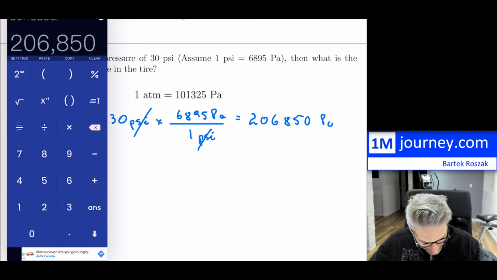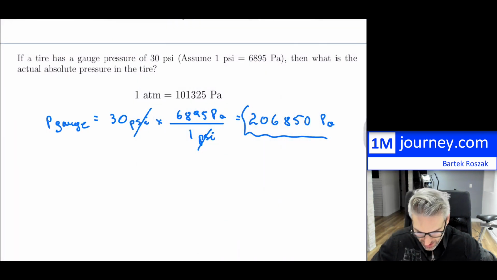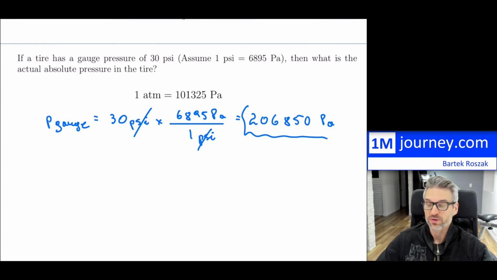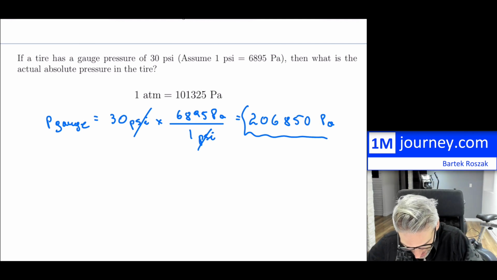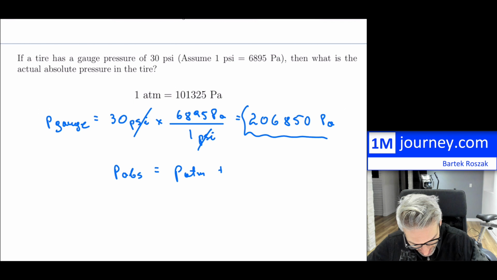Now, in this question, what it hopefully is nudging you towards is understanding the difference between the gauge pressure, the absolute pressure that you have, and also the atmospheric pressure. So in general, the absolute pressure is equal to the atmospheric pressure, whatever the pressure is in the atmosphere outside of the tire, plus the gauge pressure that we have, which we just found right above.